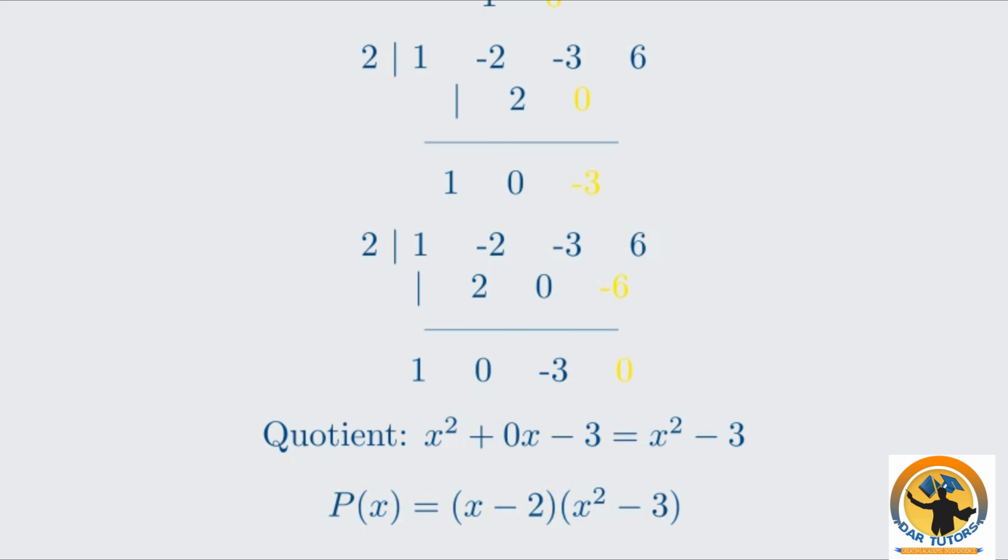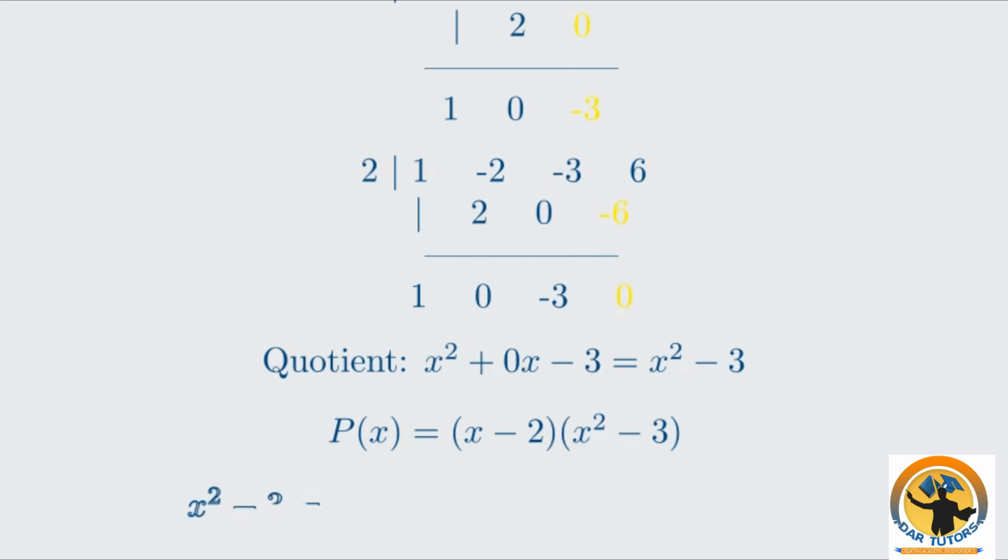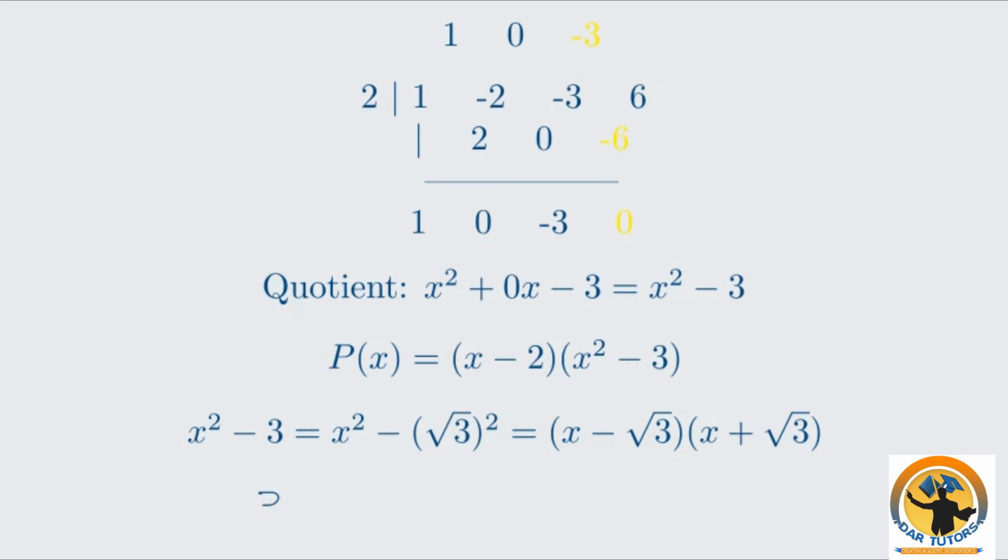This is a difference of squares. x squared minus 3 can be written as x squared minus the square root of 3 squared, which factors into x minus the square root of 3 times x plus the square root of 3. Therefore, the fully factorized form of p of x is x minus 2 times x minus the square root of 3 times x plus the square root of 3.